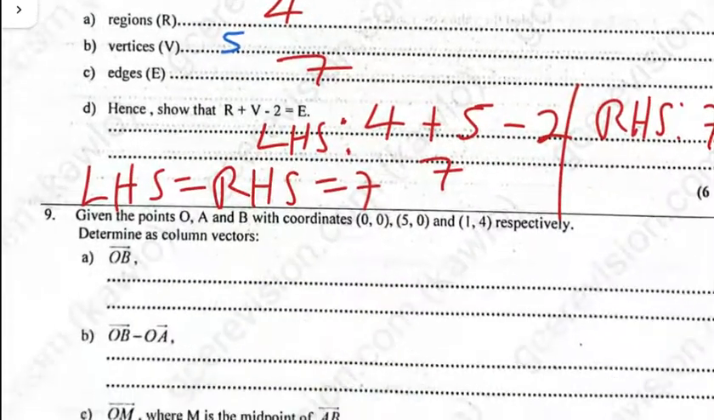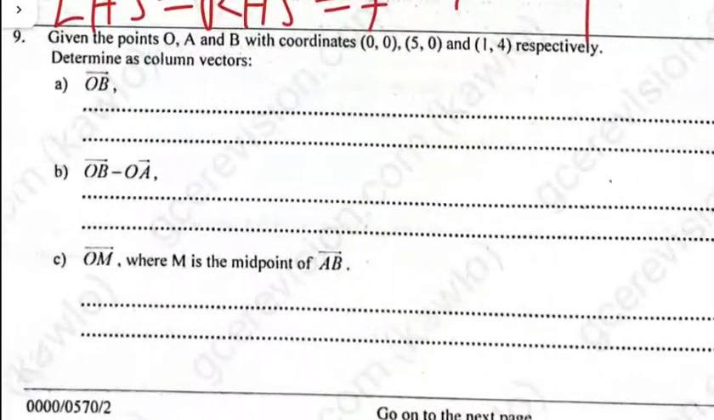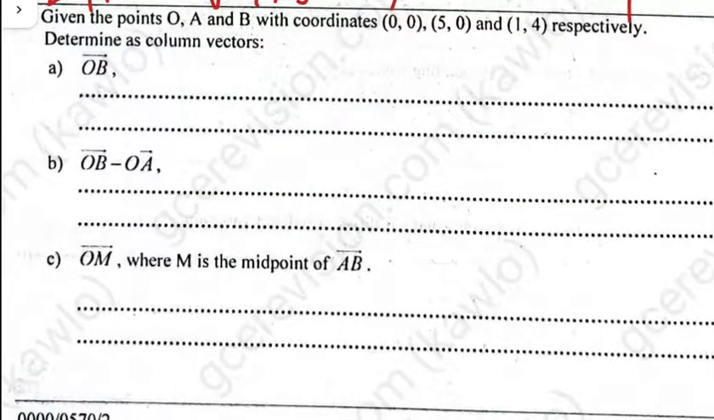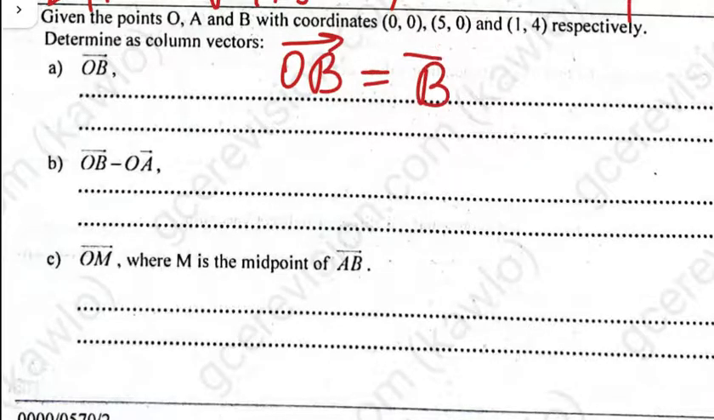Question number 9. So given the points O, A, and B with coordinates (0, 0), (5, 0), (1, 4) respectively, determine as column vectors OB. So what's OB? The vector OB will be equal to the vector B minus O, okay?